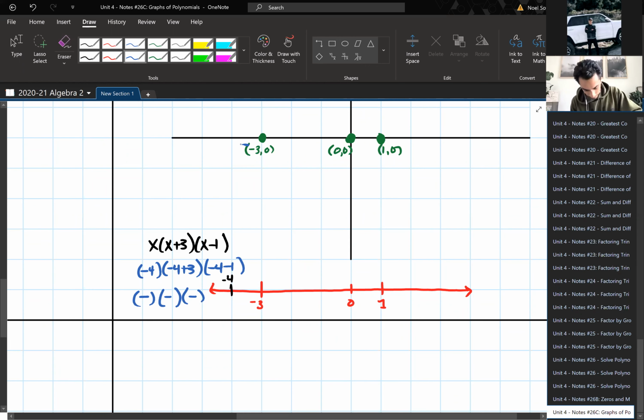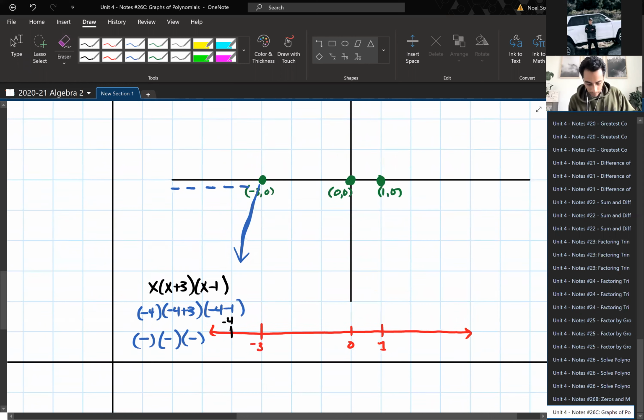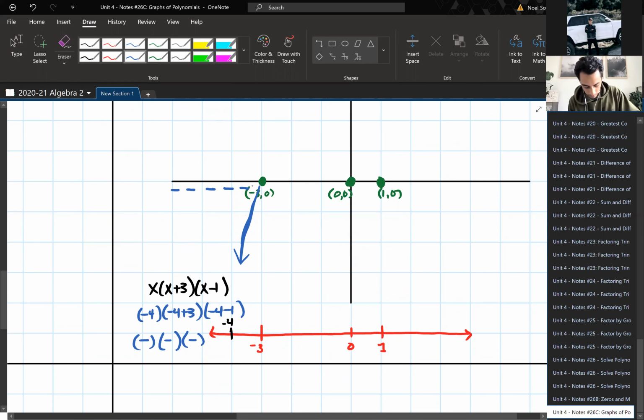So that tells us that on this side of -3, the curve will be below, right? So it's going to be decreasing. We don't really know at what rate, but we know it's decreasing. All right. Then if that's the case, and -3 has a multiplicity of 1, then after it passes -3, will it cross? Will it bounce back?